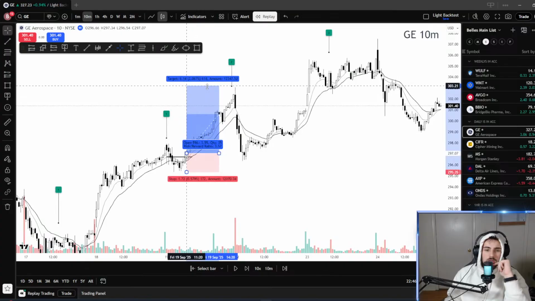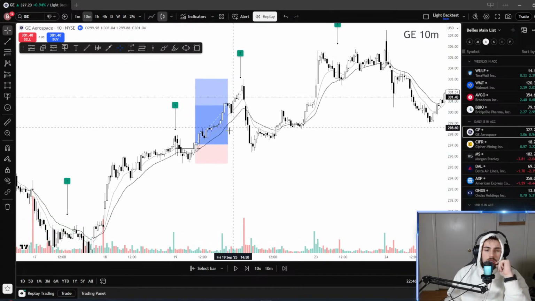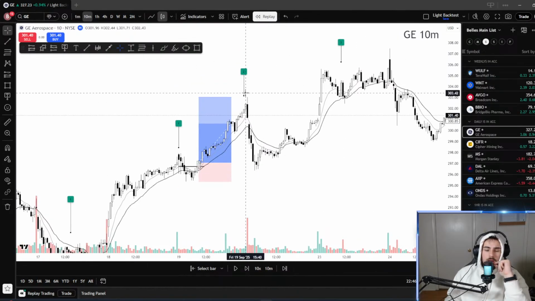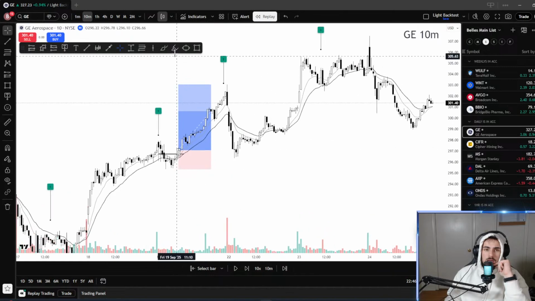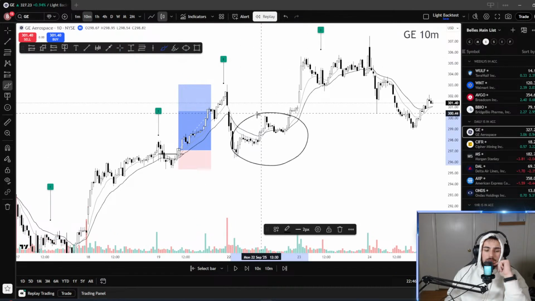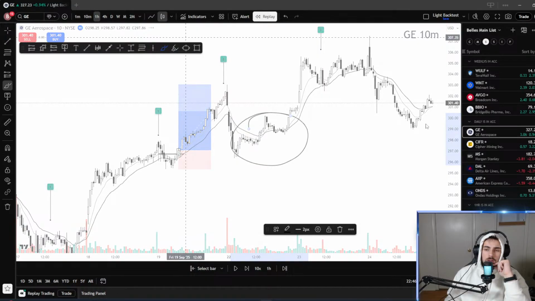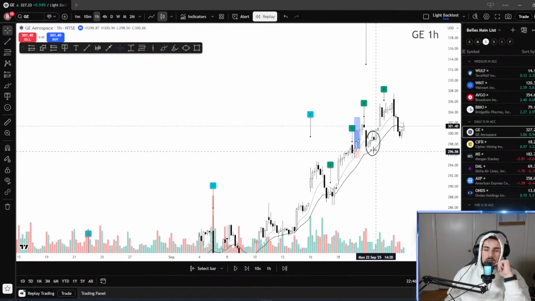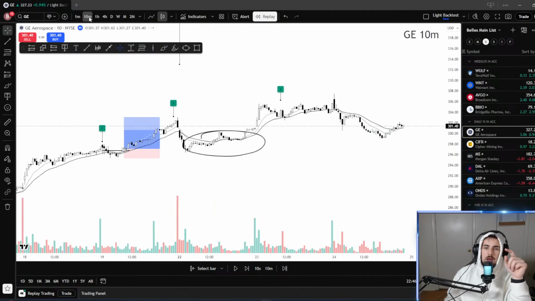So we would have had an entry here that goes on to run over 3RR. So I'm going to take note of this entry and add it to my screenshot sheet. And then when the 10-minute breaks down again, creating this, I know in this area here, it's a 1 hour higher high, or sorry, higher low. I know that this area here is that 1 hour higher low. So now I'm just waiting for the 10-minute to turn bullish, because once that 10-minute turns bullish, I now assume that 1 hour higher high is going to be fulfilled.